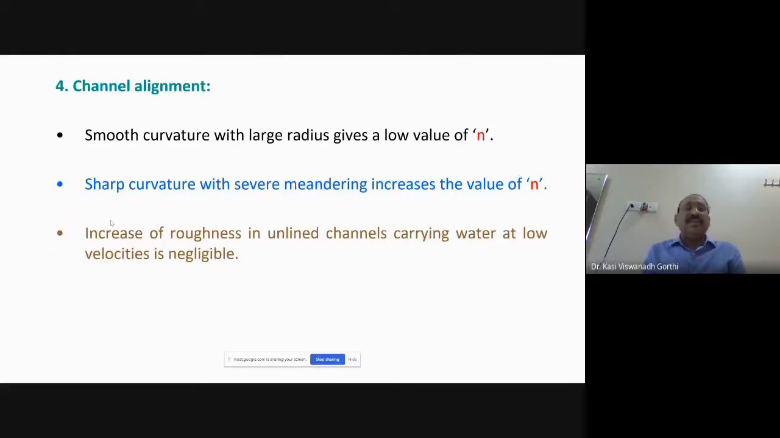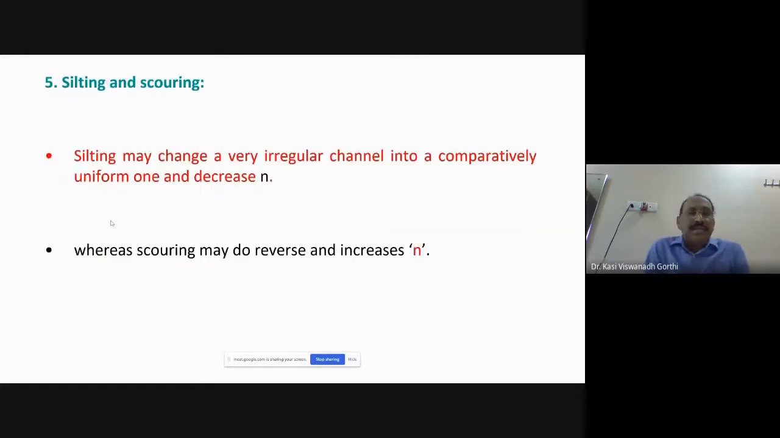The fourth parameter affecting the value of n is alignment of the canal. When a canal is aligned with a smooth curvature with a large radius of curvature, the value of n will be very low. But if the curvature is very sharp, because you need to change the direction of the canal, it is called change of alignment. If you have sharp curvature with severe meandering, it increases the value of n. The increase of roughness in unlined channels carrying water at low velocity sometimes will be negligible.